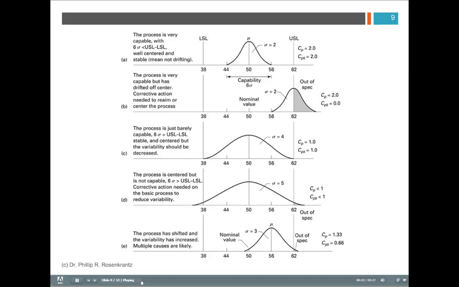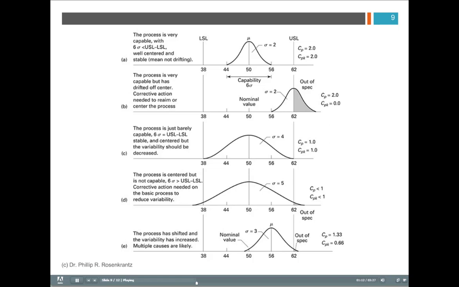Part B, we see again the process is shifted over, and so we need corrective action, but the kind of corrective action we need is to recenter the process. Our variation is in pretty good shape, but our centering is what seems to be the major trouble. So if we're trying to improve this process, we have to recenter the process. At this point, let me point out that in the world of quality improvement, it is typically pretty easy to recenter the process compared to reducing the variation.